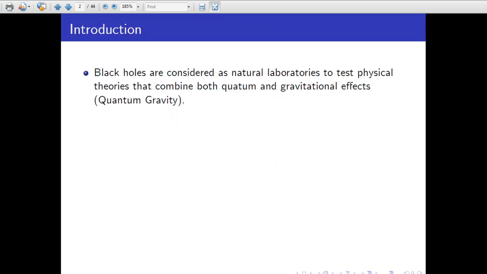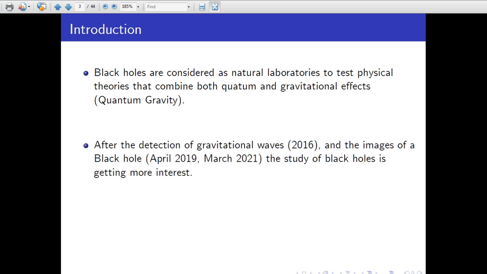Black holes, as we all know, are considered natural laboratories for testing physical theories, in particular theories that combine both quantum and gravitational effects, like quantum gravity. After the detection of gravitational waves in 2016 and the images of black holes in April 2019 and last March, the study of black holes is getting more interest and focus.